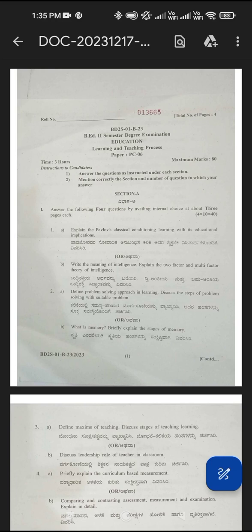Fourth bit, A: Briefly explain the curriculum based measurement. B: Compare and contrast assessment, measurement and examination. Explain in detail.